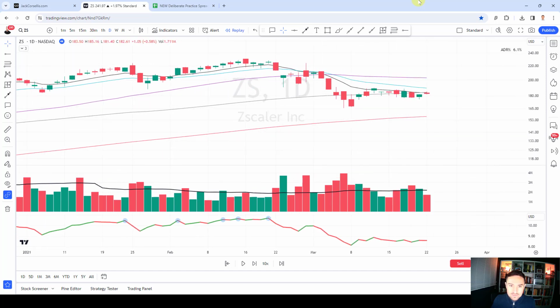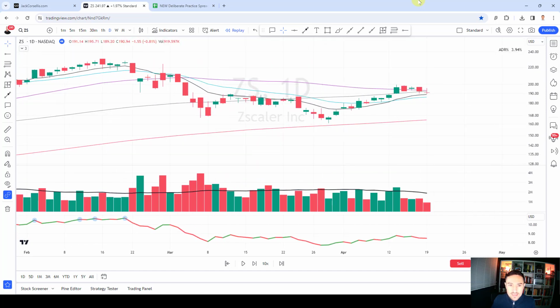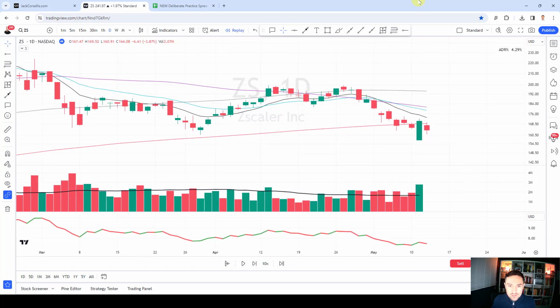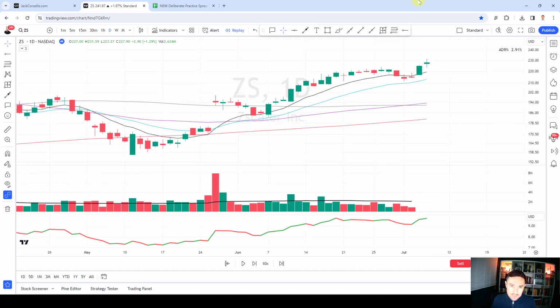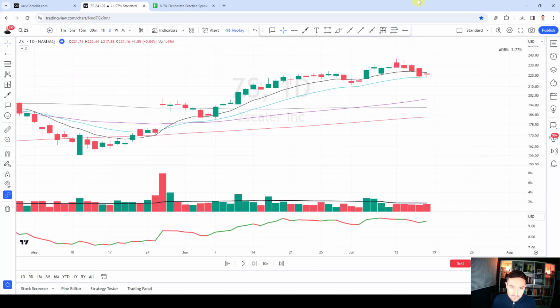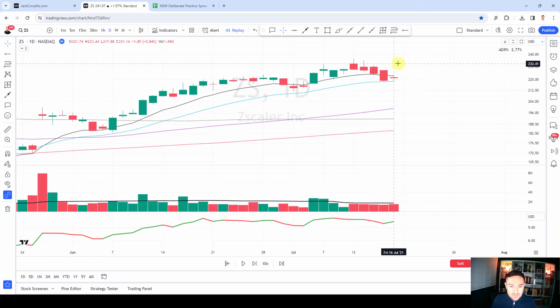So let's keep playing this forward. Okay, a little bit sloppy, the action here. A bit sloppy. If it gets below the 200, we'll just fast forward it. Okay, back above the 200. Bit up, bit down. Okay, to the 21, shakeout demand tail.